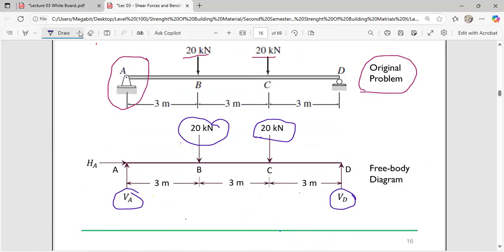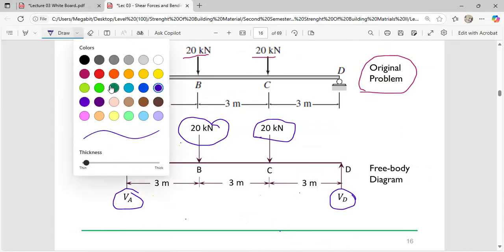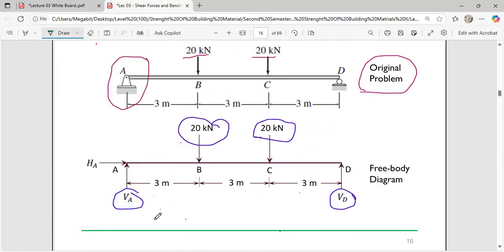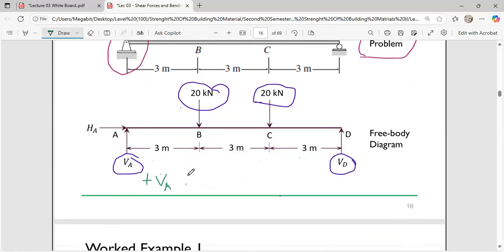So let's all do it together and have a look. This is going to become VA. In the check, it will be positive because it's moving upwards. Then what else? Minus 20 kilonewton because it's moving downwards. Then minus another 20 kilonewton because it is also moving downwards.